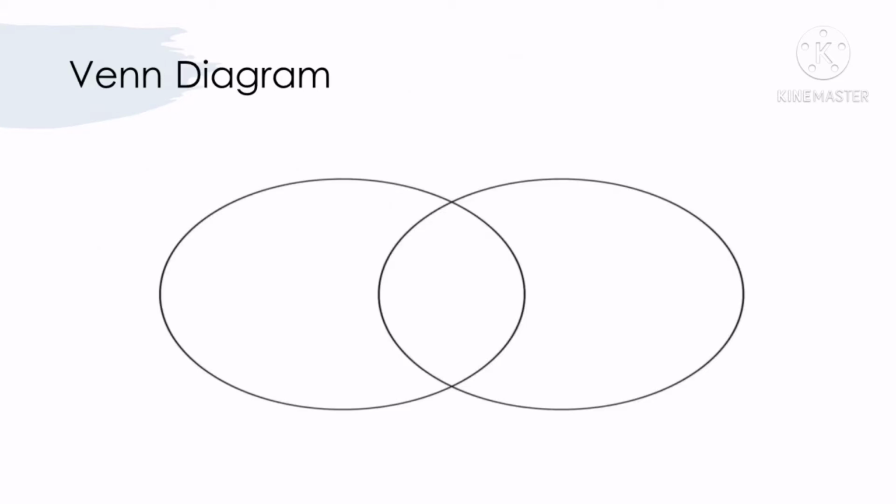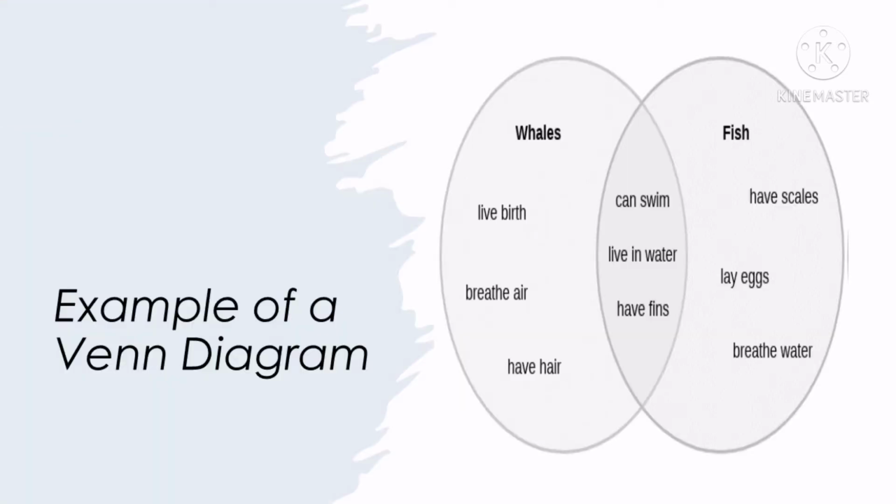Now, as you can see on this diagram, it is composed of two circles. The two outer parts of the circles are what we call the differences, or the things that are different between the two things or words being compared, while the inner circle holds the things that are the same. So that's the Venn diagram. Let's look at an example of a Venn diagram. We have here the words whales and fish. They are being compared.